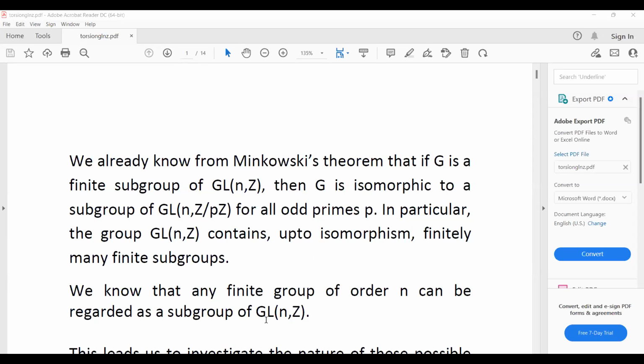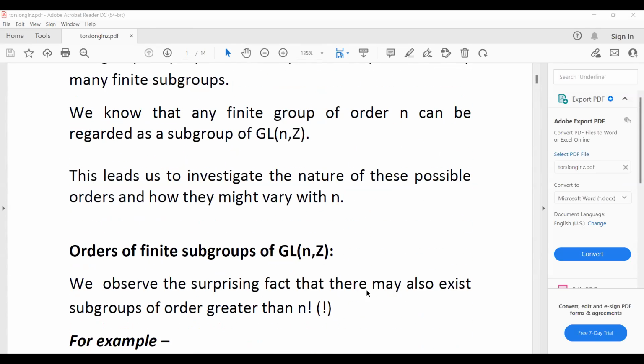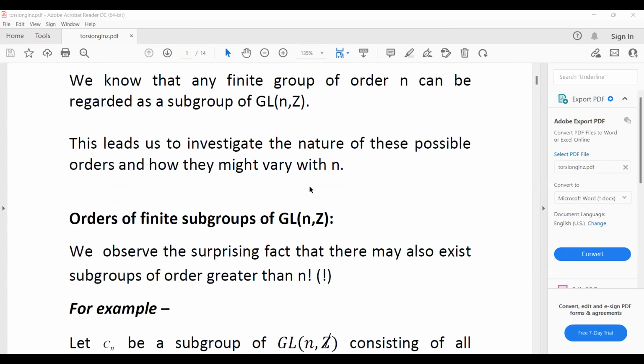Any finite group of order N, we know already, can be put inside GL_n(Z), right? Now, how do you do that? Remember, it's a permutation matrix. So we sort of investigate the nature of these possible orders of elements when n increases. Now, we are not fixing the size n of the matrix. What are the possible orders of finite subgroups? We are thinking that maybe the subgroup of order n factorial is there in GL_n(Z), namely the permutation matrices. Maybe that is the biggest order.